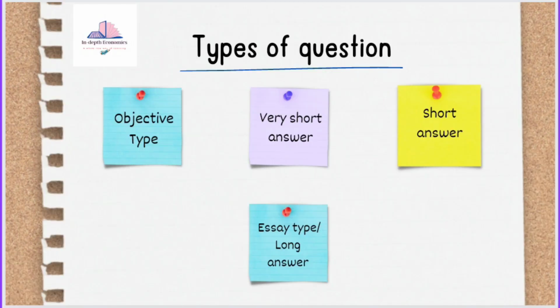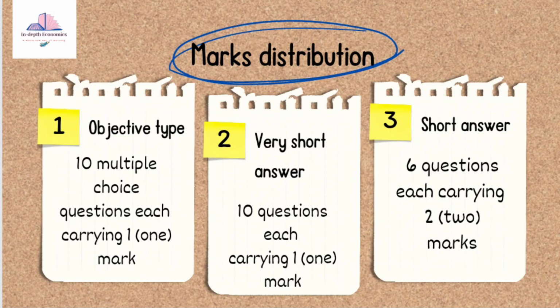Now let us look at promotion examination question types. There are 4 different types of question sets: objective type, very short answer, short answer, and essay type or long answer type questions. There will be 10 multiple choice questions, each carrying 1 mark, 10 very short answer questions, each carrying 1 mark, and 6 short answer questions carrying 2 marks.